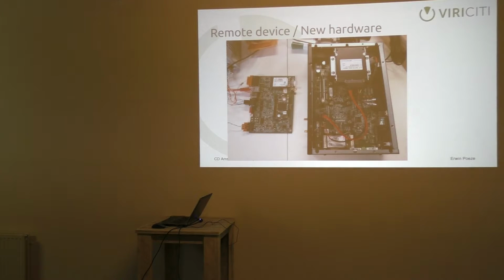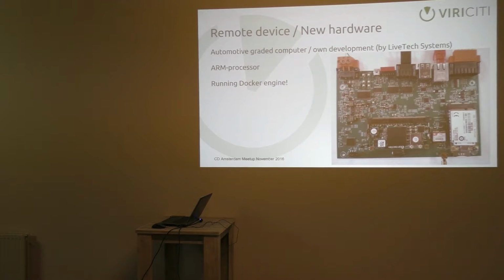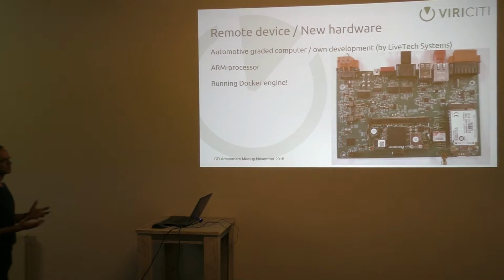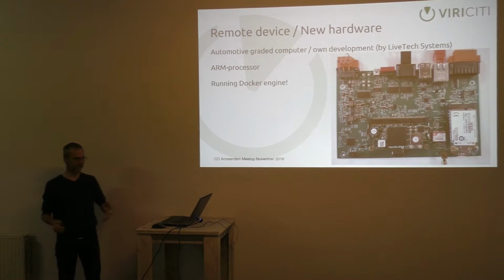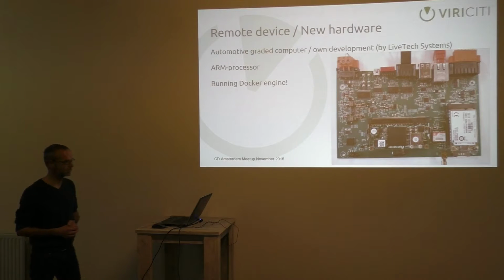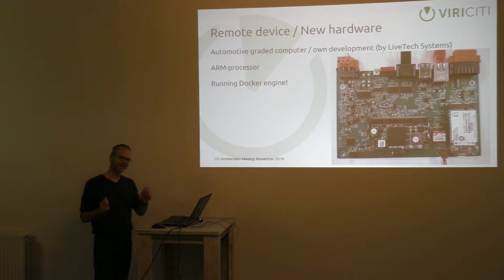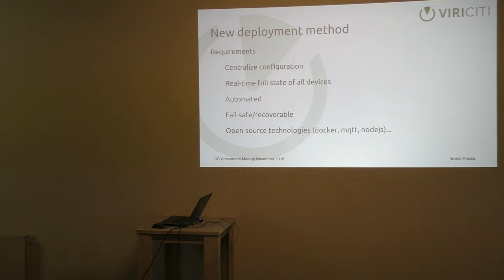Well, this is a prototype, but the nice thing about this version is it has Docker running. So that's actually the bottom line. It uses an ARM processor like in all telephones and the Raspberry Pi. It's automotive grade because it has to function in harsh environments and really keep on working. But the Docker engine is nice, because now we can do all kinds of neat things, like deployment, and that's what I'm going to show you later.